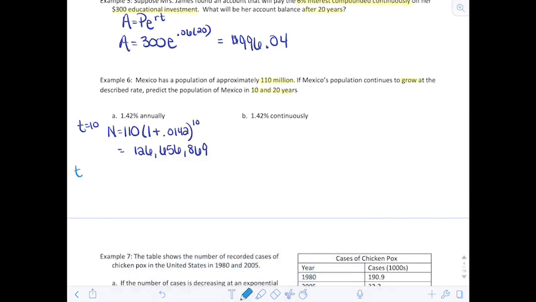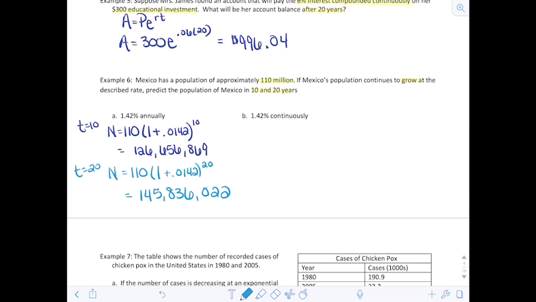So let's look then at 20 years. Basically the same equation. You could actually just hit second entry in your calculator and just adjust the exponent to 20. So 110 times 1 plus 0.0142 to the 20th power. And that population will be 145,836,022.